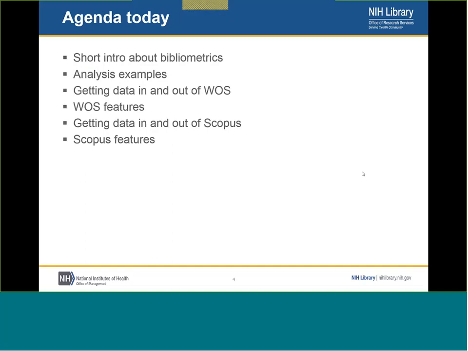Okay, so I'm going to quickly go over the introduction about bibliometrics, just like a 2 minute refresher, and then show you some of the examples, again, very quickly going over that. And then we're going to talk about how we can get data in and out of Web of Science, some of its major features, and same thing for Scopus, and then we'll be doing some practice together.